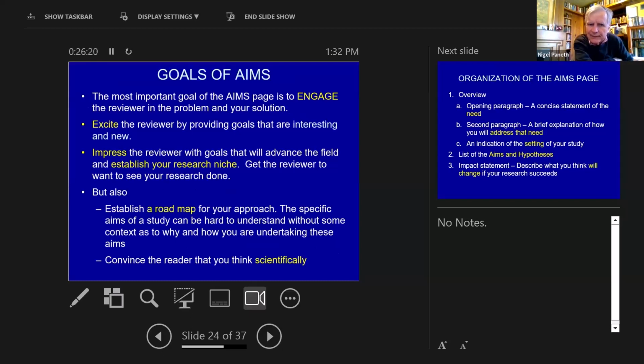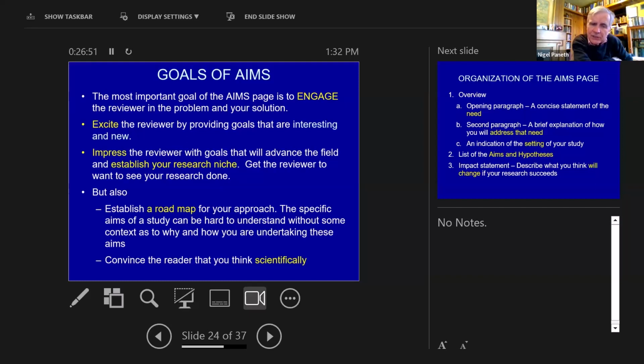I sometimes have said that I think 50% of the decision is made by the time the aims page is read, because either the reviewer gets very excited by what you're planning to do, and then, I have to be frank, they look at your approach a little bit more positively, or they don't get excited by your aims and they can get very critical about every little statistical nuance. So you really want to engage the reviewer in the problem and your solution to the problem.